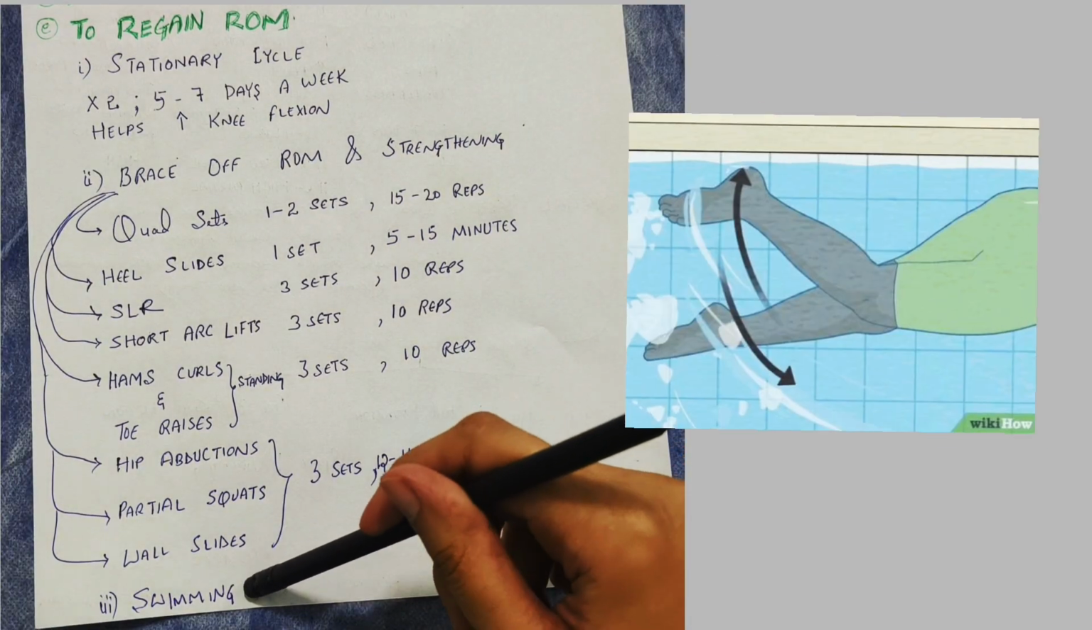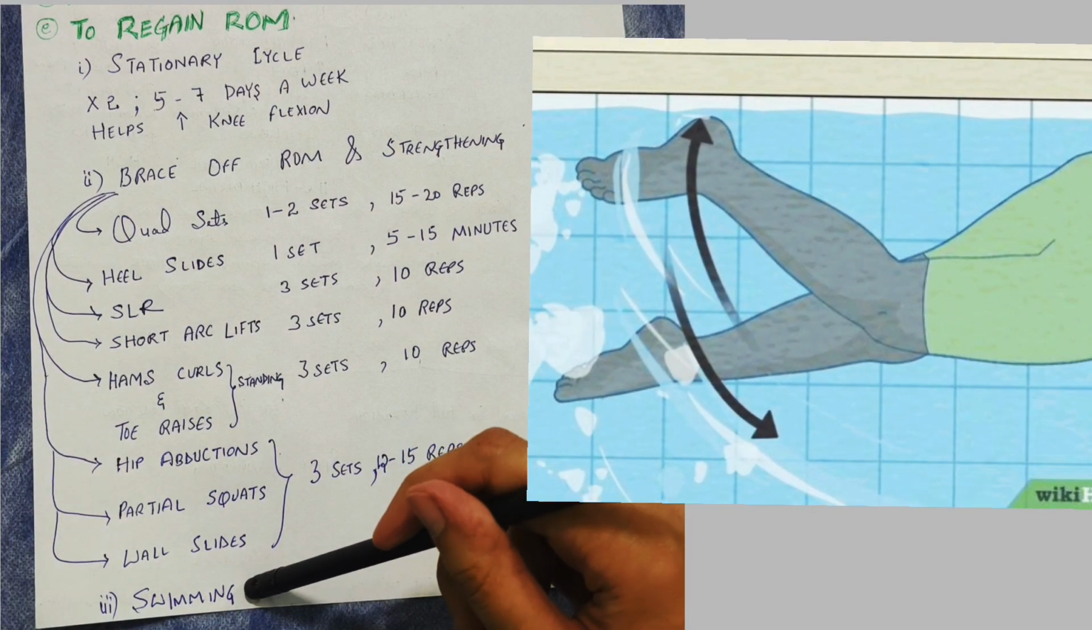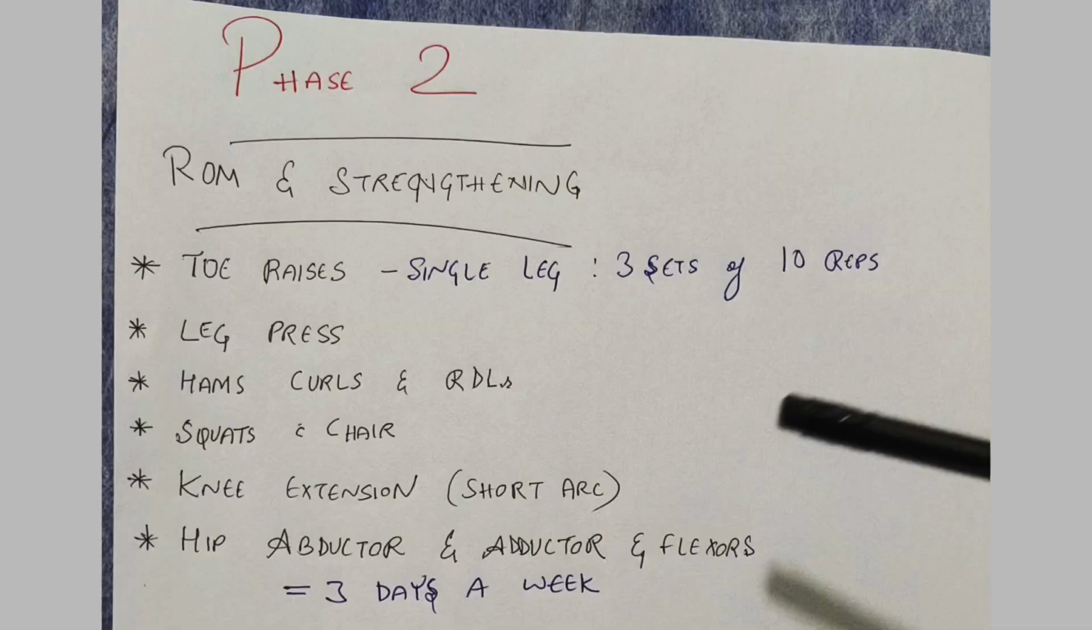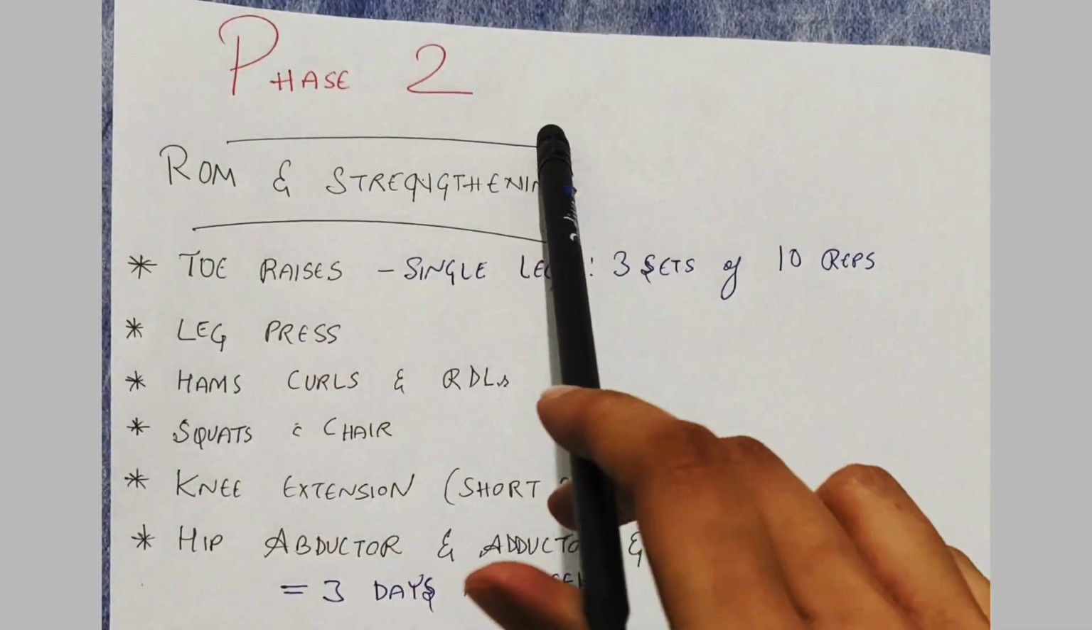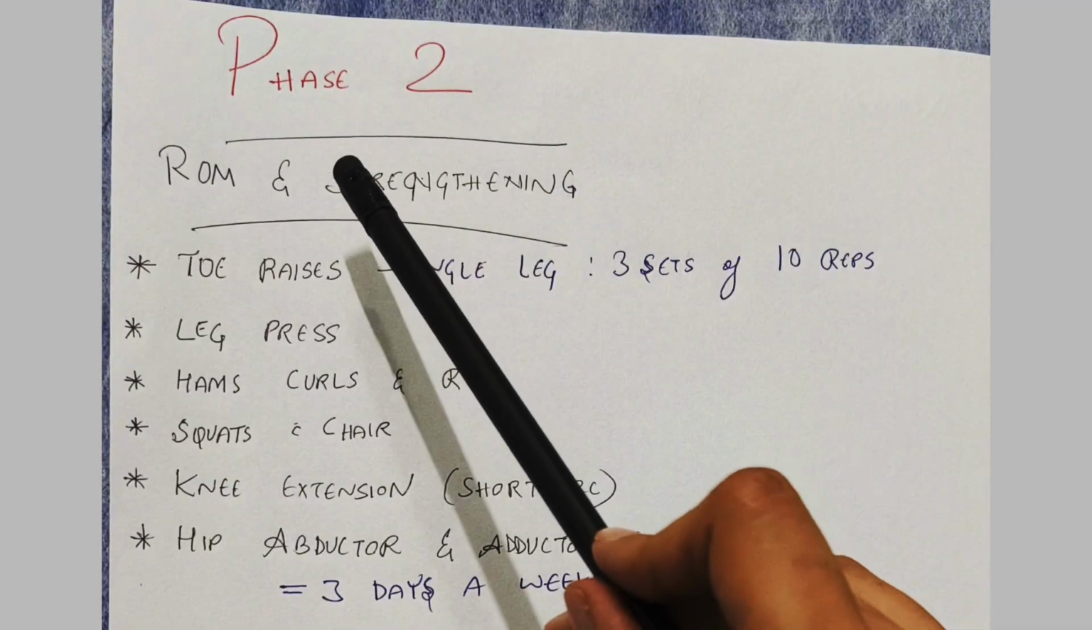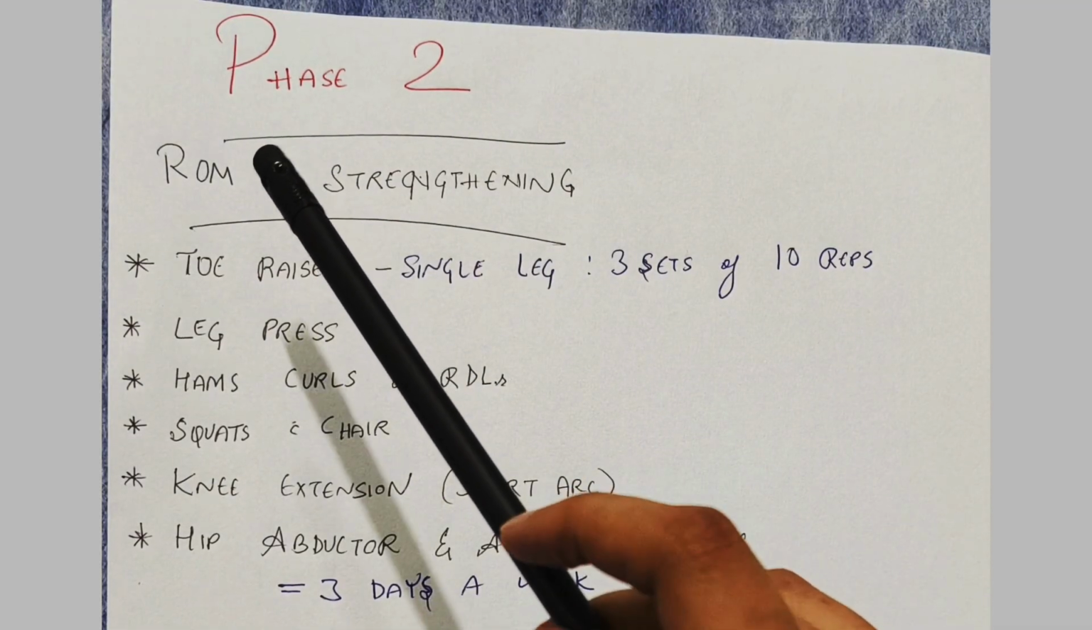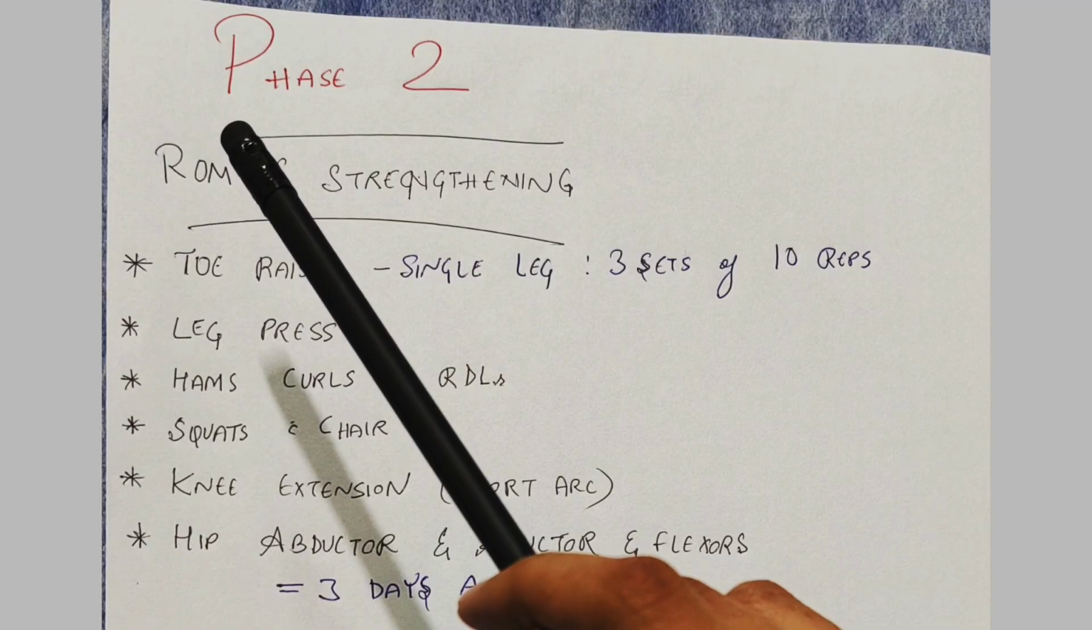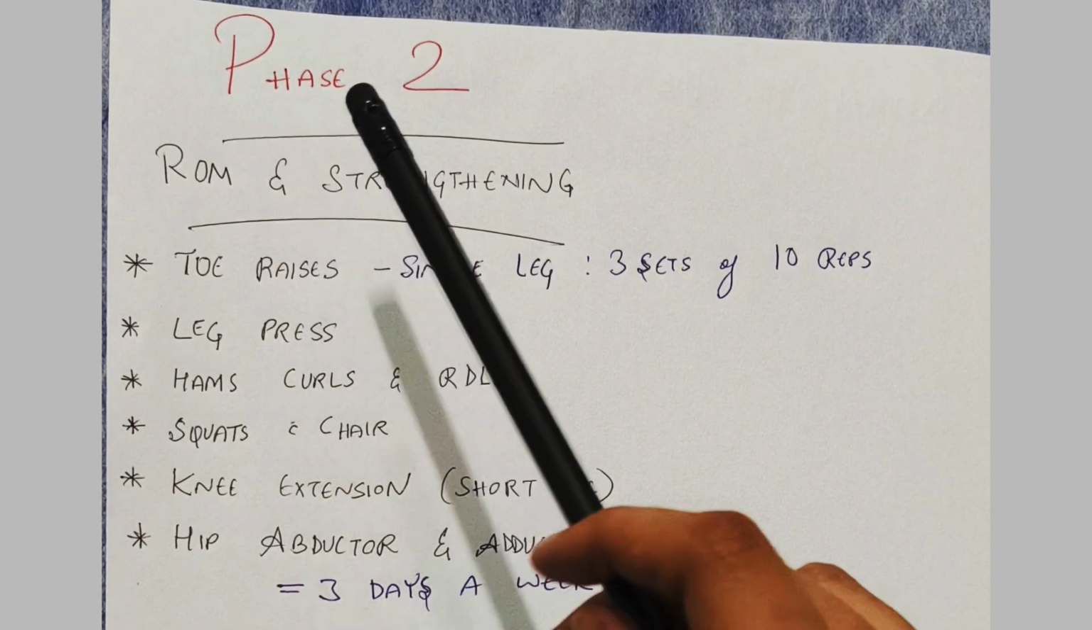Another thing we can use in phase 1 is swimming, the flutter kicks only. Next, we will proceed to phase 2, that starts after 3 weeks for grade 1 injury and 6 weeks after grade 2 or grade 3 injury.